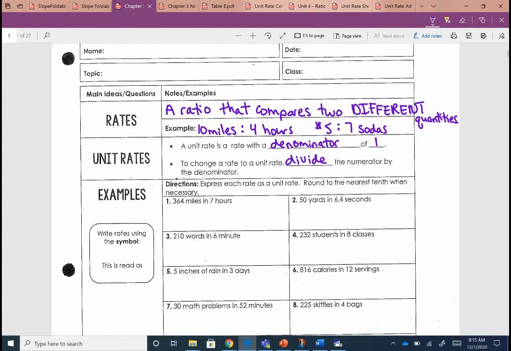Now, before we get into actually figuring some of these out, we're just going to do a few together, then we're going to get in our groups to practice. Over on the left-hand side, in the margin, write rates using the symbol, and it's going to be a slash.